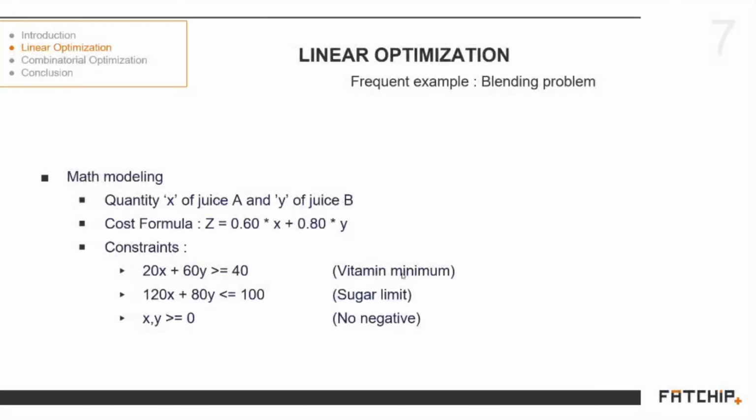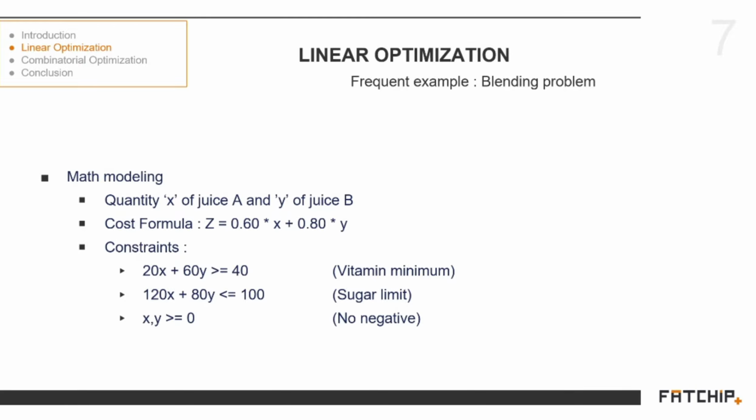So when we have this, we can model the math model using the X and Y variables. So those would be the decision variables I talked about before, to represent the quantity of juice A and juice B we will put in the mix.